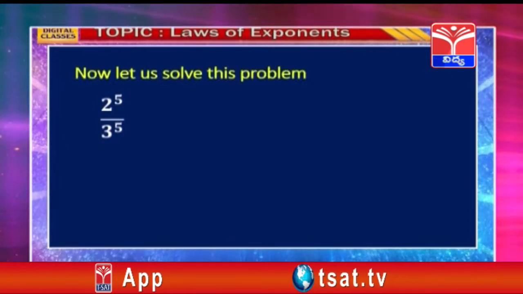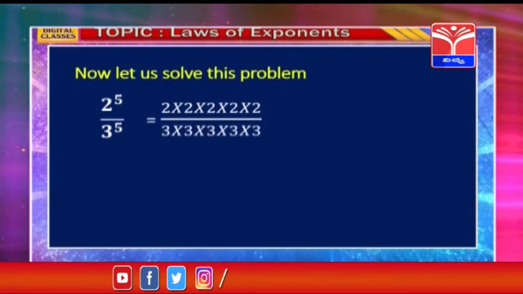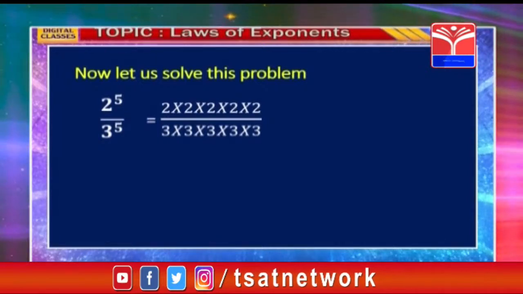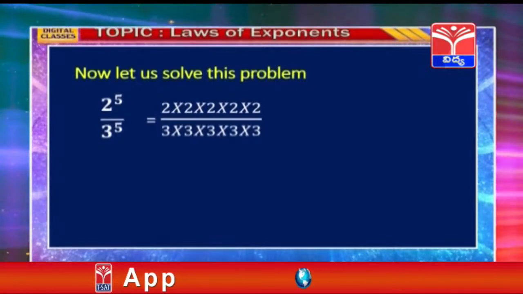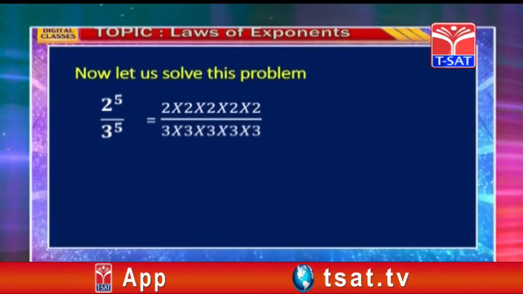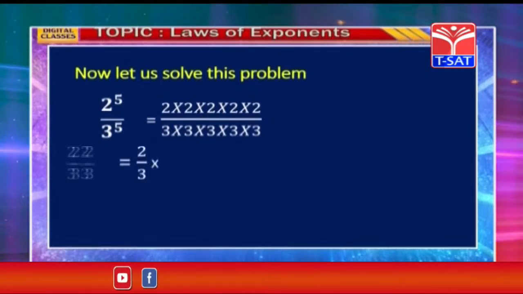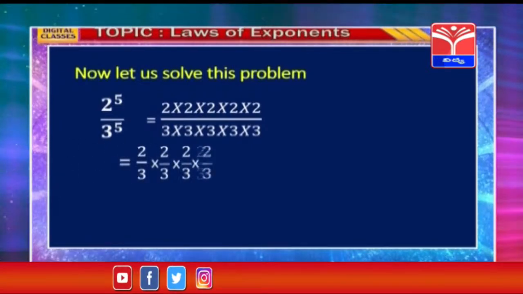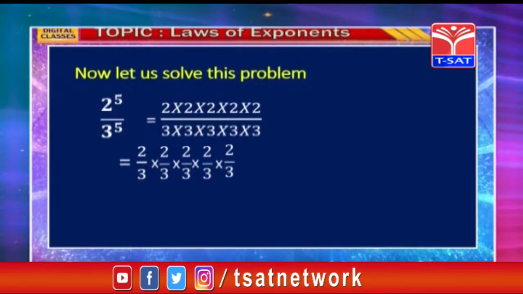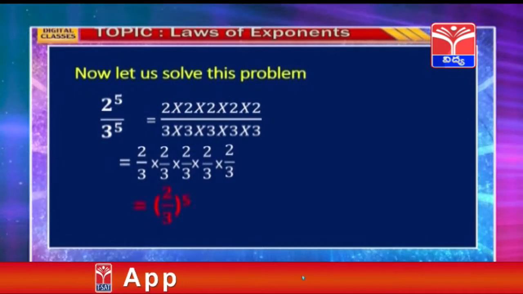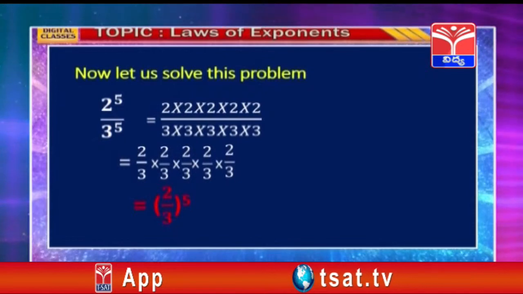Now let us solve this type of problem. 2 to the power of 5 can be multiplied 5 times like 2 into 2 into 2 into 2 into 2 like this, and the denominator is also 3 to the power of 5, so 3 is multiplied 5 times. Now we'll separate them like this: 2 by 3, 2 by 3, 2 by 3, 2 by 3's. How many are there? There are 5 2 by 3's. So this one you can write like 2 by 3 whole to the power of 5.